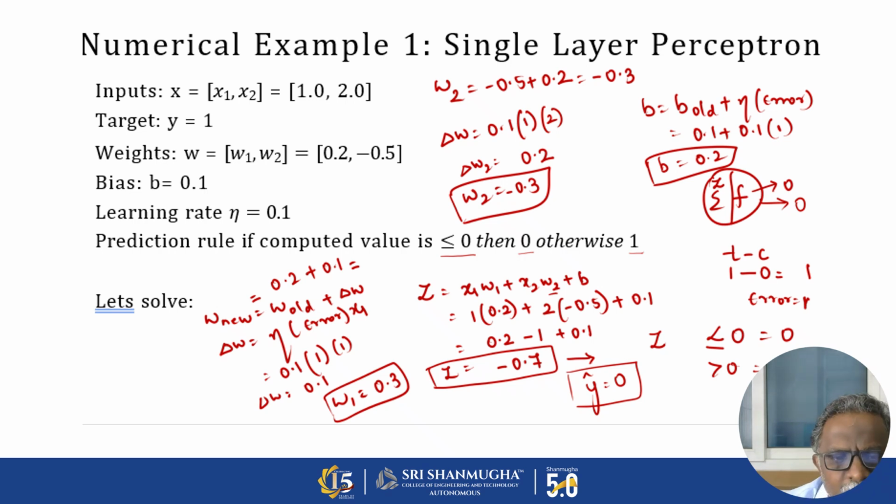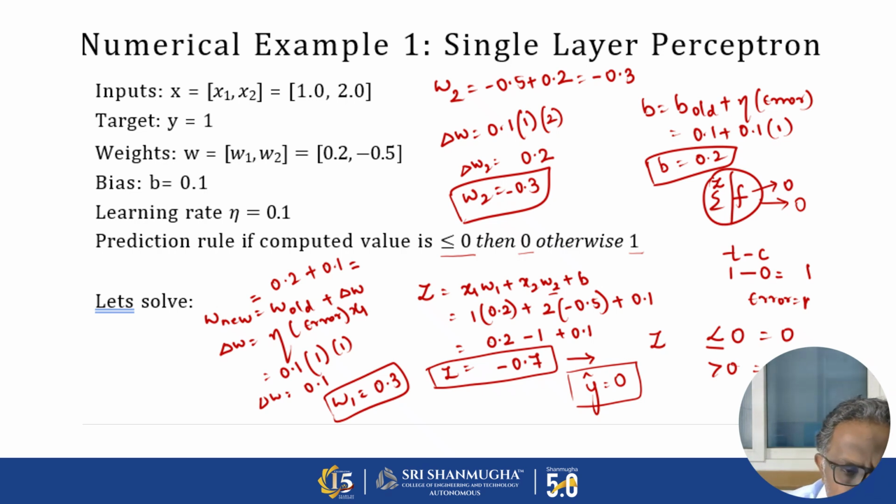The first step is z is equal to x1w1 plus x2w2 plus b. Here x1 is your input, x2 is also an input, w1 is the weight, and b is the bias. Once you have this, after summation, it is going to be minus 0.7. Since it is less than 0, our predicted output is 0. So we have to update the weights.